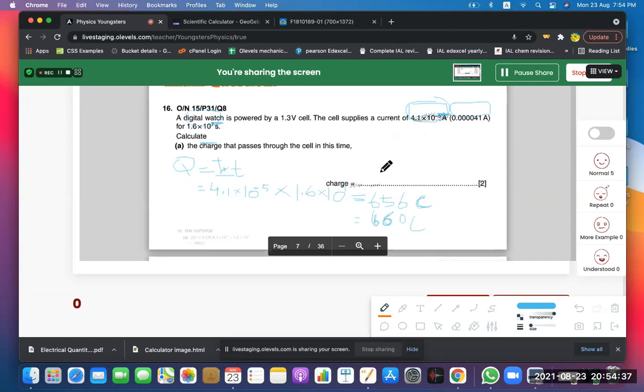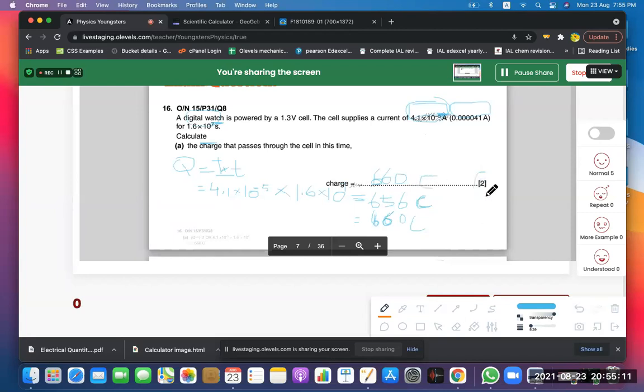So our answer is, what is our answer? 660. 660 coulombs. Very good, 660 coulombs. And do not forget to write the units. So we have got 2 marks here. One for the Ma'am, you have written E. Ma'am, you have written E instead of E. Oh, sorry. Now is it fine?